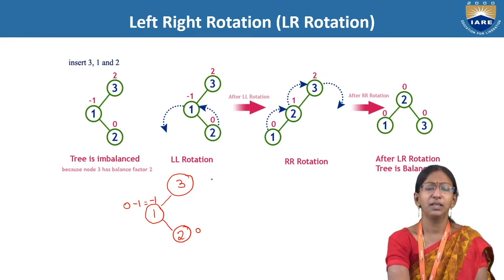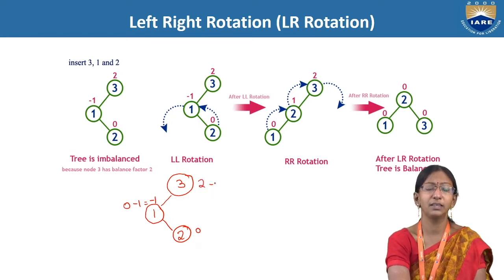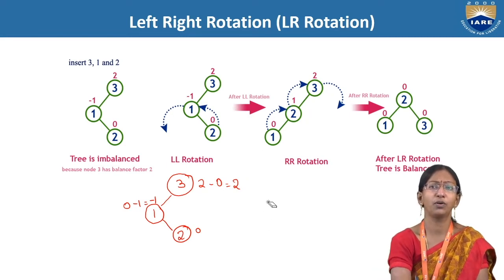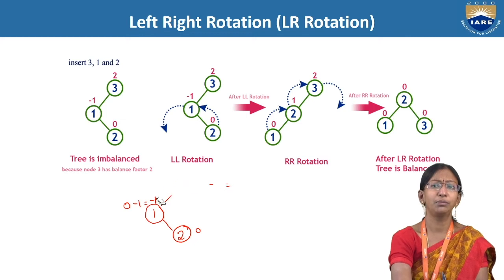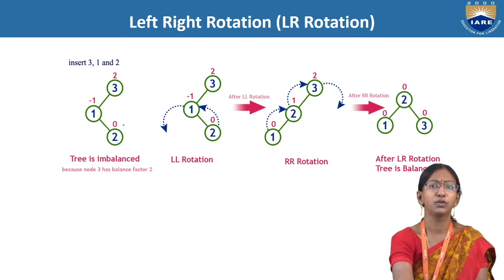Coming to 3, its left side length is 2, whereas right is 0. So the height of the left subtree is 2, whereas right is 0. So balance factor is 2. Now there goes something wrong, right? So 3 got imbalanced. Why 3 got imbalanced is the point. Because of which node? Because of 2.